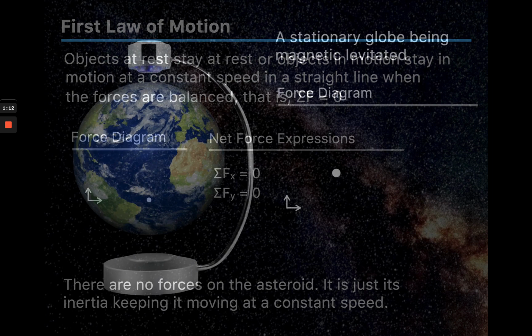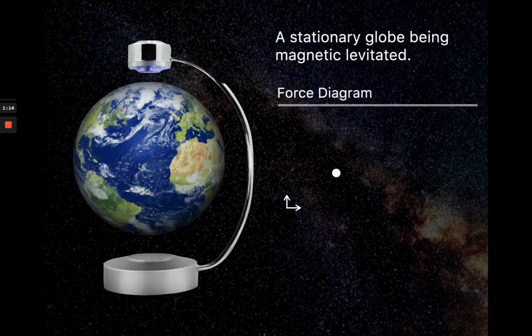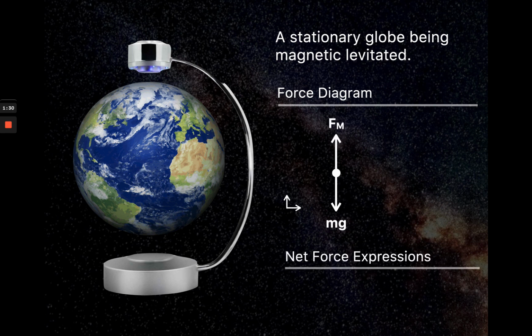Now look at this. We have a globe, and on this globe, it's magnetically levitated. You have weight pulling it down. I'm assuming this globe is on Earth, and there's a magnet up here holding the globe in place. Now, these forces are balanced. The net force is equal to zero, so there's no force in the x direction for sure.